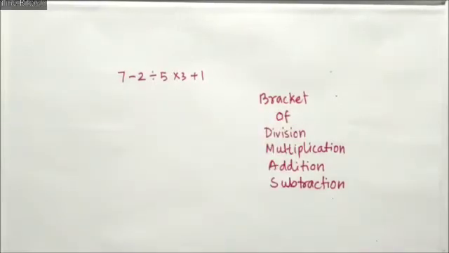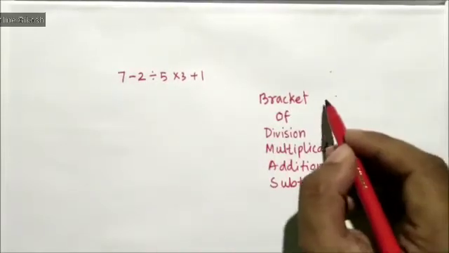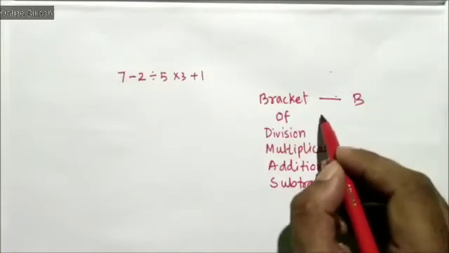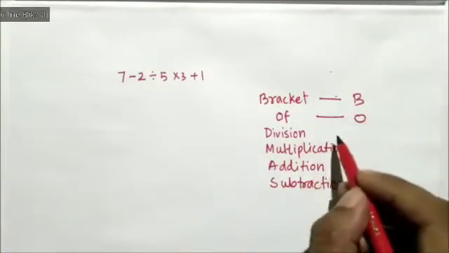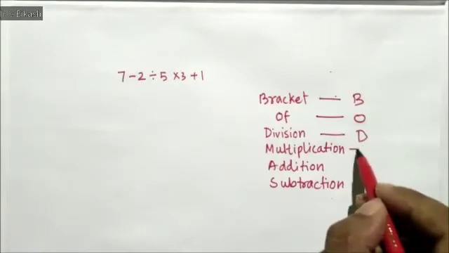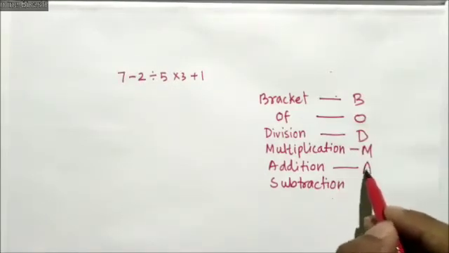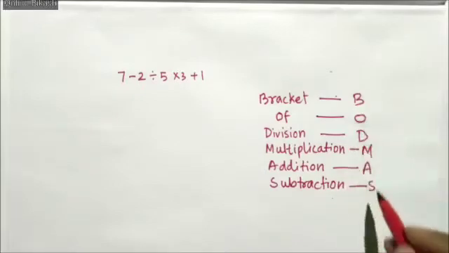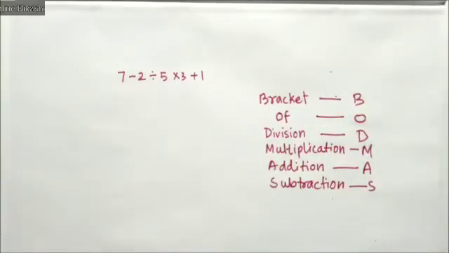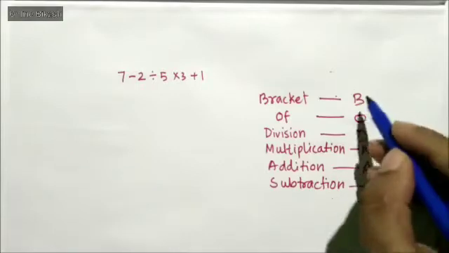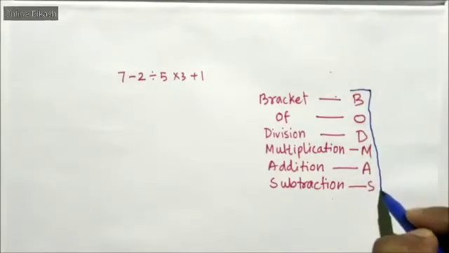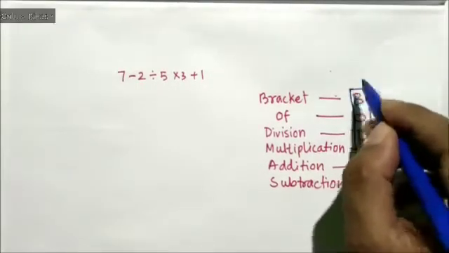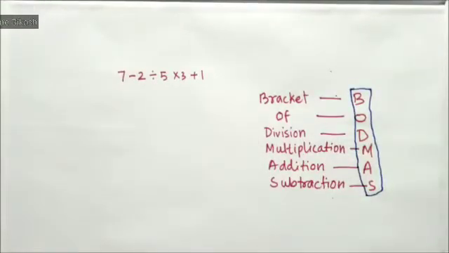So there is a very interesting rule that will help you to memorize the order. That rule is B, from the O you take O, then D, from the multiplication M, from the addition A and S. So what is the rule? You can see, BODMAS. We will study the BODMAS rule here in this video.